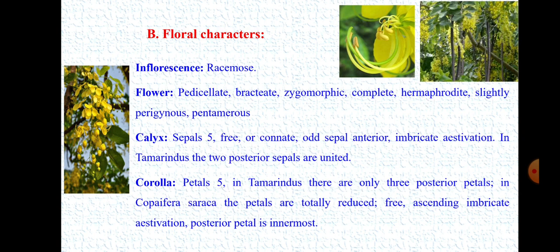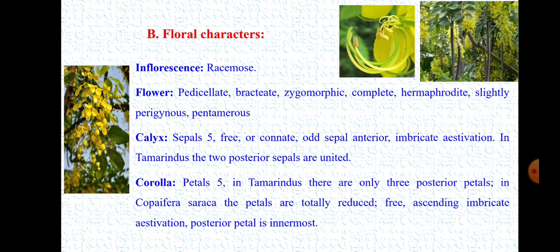Then the second part, that is B part, is the floral characters. The type of inflorescence is racemose. The type of flower is pedicellate. Bracteate, that means bract is present. Zygomorphic, that is irregular. Complete. Hermaphrodite, that is bisexual. Slightly perigynous, and pentamerous.